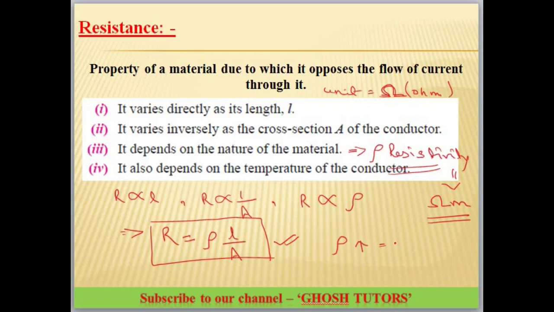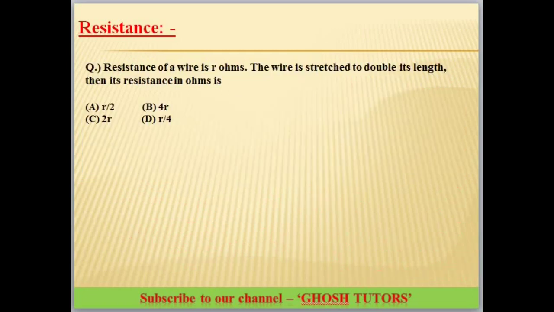Rho will be higher for an insulator, and rho is lower for a conductor. Similarly, resistance also. Resistance will be lower for a conductor, and resistance will be higher for an insulator. Okay.